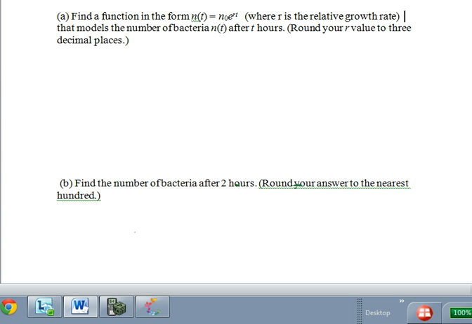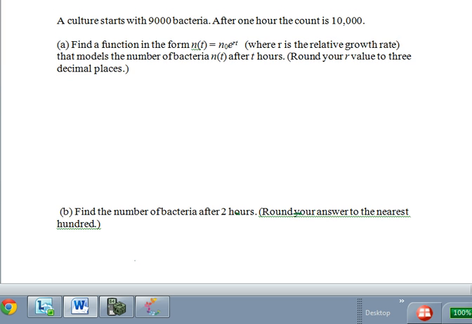All right. So in this case, our culture starts out with 9,000 bacteria. So that's our n sub 0. And after 1 hour, there are 10,000 bacteria. So this is our n of t. Specifically, our n of 1, since t equals 1, is 10,000.